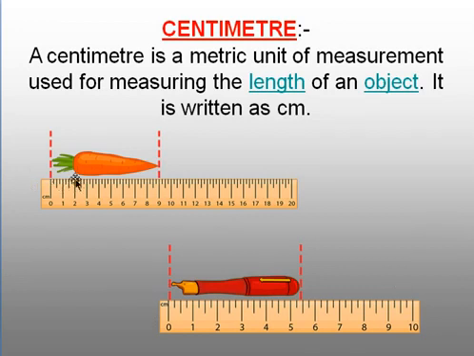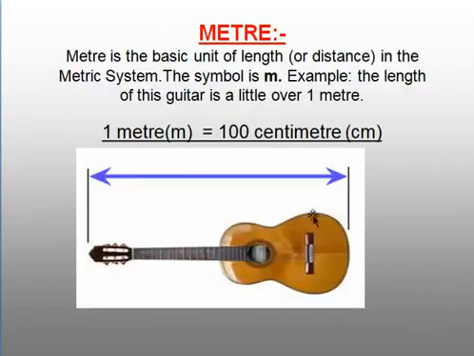These scales, the objects which you can put on the scale and measure them, such objects are generally measured in the length of centimeter. Or you can say very small lengths of about the size of a scale or more are measured using the unit centimeter.